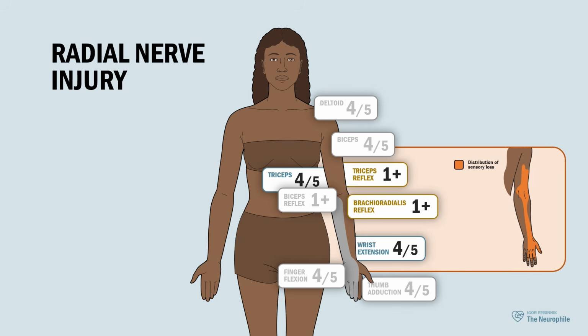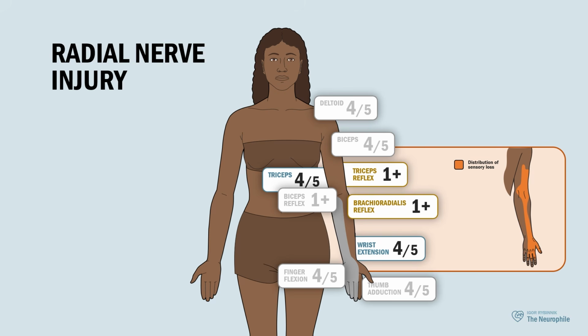Okay, what about the radial nerve? The distribution of sensory loss is wrong, I know, but remember that sensory deficits have variability and overlap, so they are not as reliable. How about motor function? Radial nerve lesions could cause wrist and elbow extension weakness. With radial nerve injury, triceps and brachioradialis reflexes can sometimes be affected.